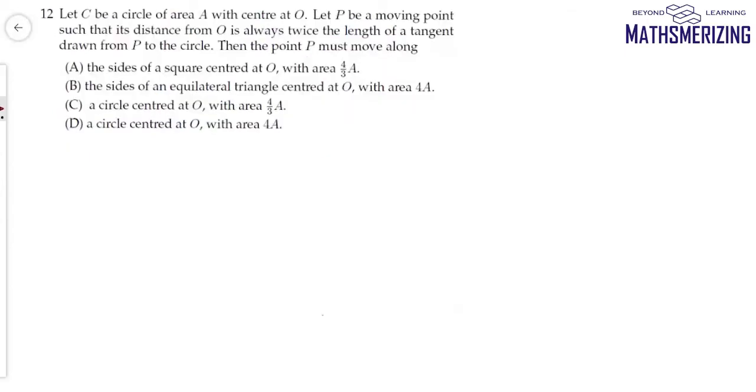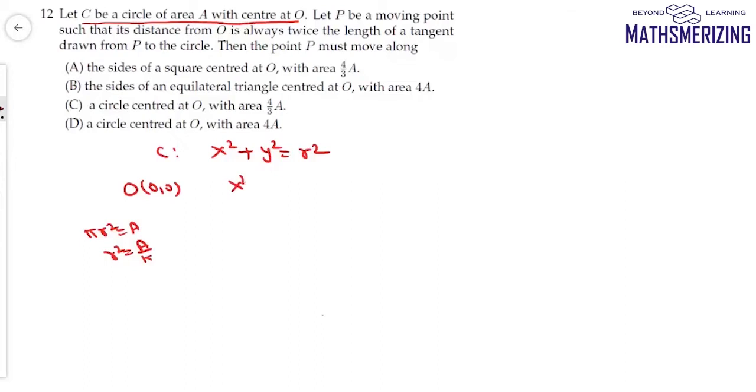Now question number 12 says, let C be a circle of area A with center at O. So I'll say, suppose this C is x square plus y square equals r square. Now center is origin, which is O, and what is area? Area is pi r square equals A. So I can write r square as simply A upon pi. So the equation of this circle is x square plus y square equals A upon pi.